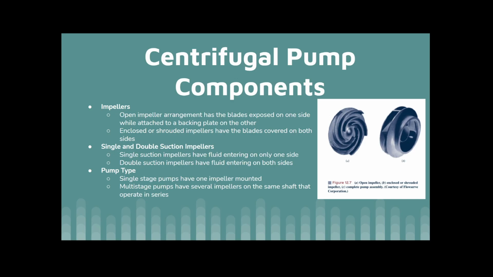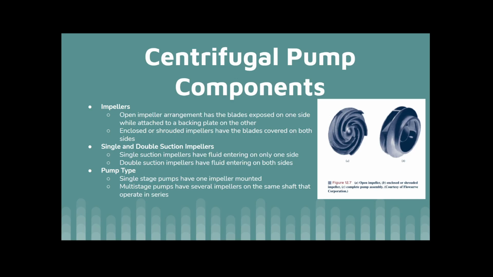Centrifugal pumps come in many different variations. For example, with the impellers, they can come in an open or enclosed arrangement. The open one has blades exposed on one side while attached to a backing plate on the other. The enclosed or shrouded impellers have the blades covered on both sides.